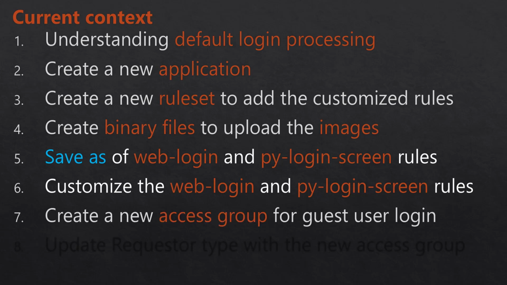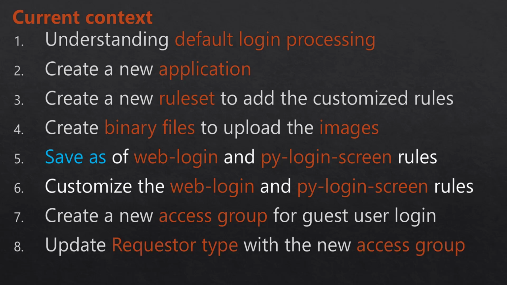Next one is creating a new access group for guest user login to test whether the customizations are applied to the login screen or not. That access group needs to be configured with the newly created application so that we can test with the guest user login to check whether the login screen is applied with the latest updates or not. And the last one is we have to update a rule called Requestor Type. Requestor Type is a rule type here. So we have to update the Requestor Type rule with the new access group so that we are going to see the newly created application with the customized login configurations.